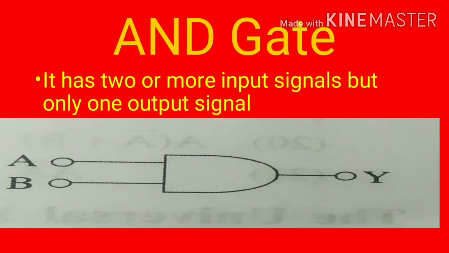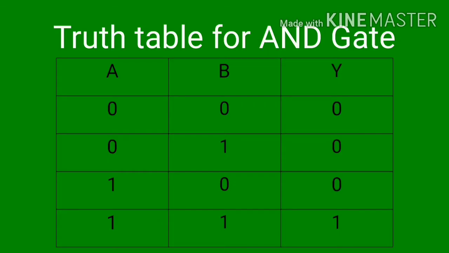AND gate. It has two or more input signals but only one output signal. Truth table for AND gate: if the value of inputs A and B are 1, the output will be 1. The other remaining values are 0. It is similar to a multiplication table.